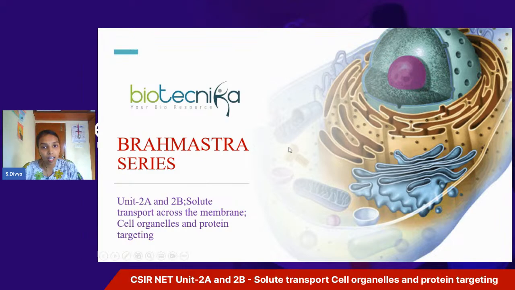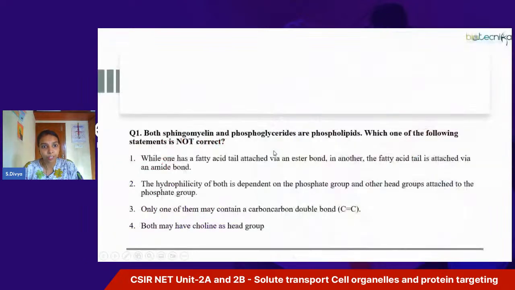So, in our last session, if you remember, we had discussed membrane structure and function. Today, we will be focusing on solute transport as well as cell organelles and protein targeting. But I have two questions from membrane structure and function, which is a very rare question and was not asked for the past many years. So, today, the first question will be from that portion.